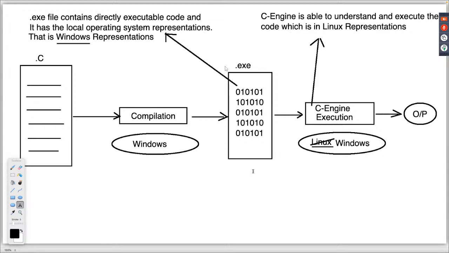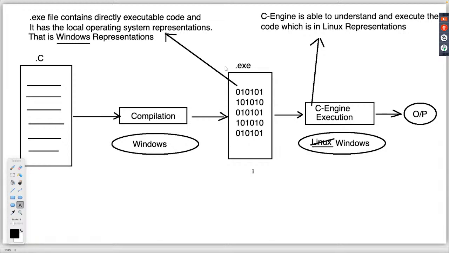Sir, all of you are getting it or not? This is exactly the reason why C and C++ are dependent on the operating system which we have used for compilation. So C and C++ are platform dependent programming languages.